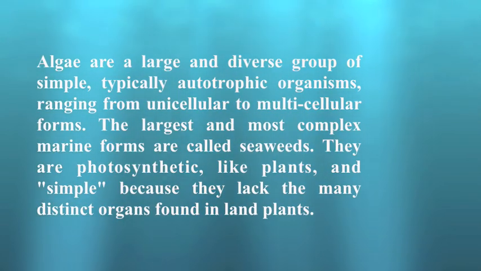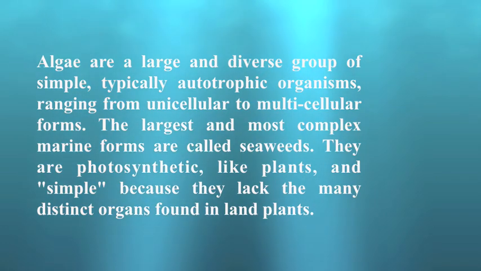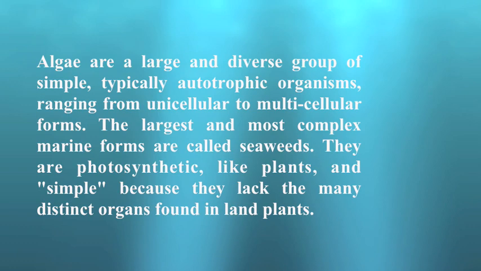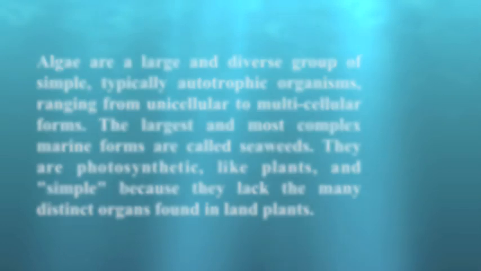What exactly are algae? Algae are a large and diverse group of simple, typically autotrophic organisms ranging from unicellular to multicellular forms. The largest and most complex marine forms are called seaweeds. They are photosynthetic, like plants, and simple because they lack the many distinct organs found in land plants.